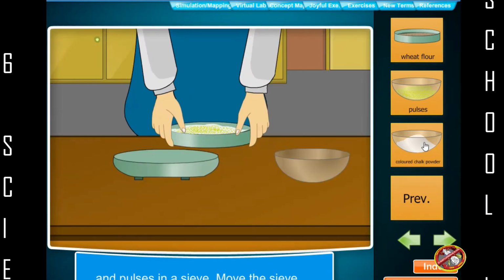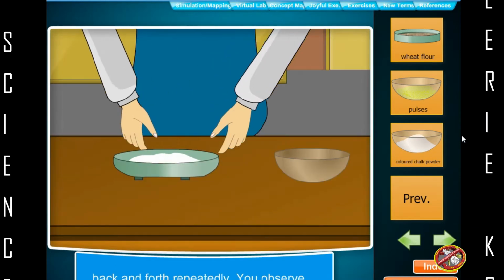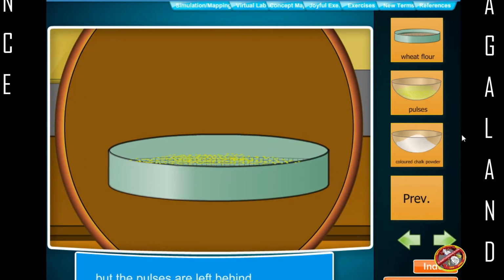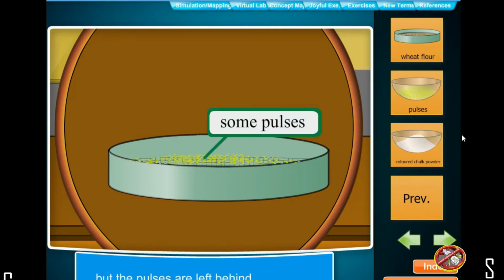Move the sieve back and forth repeatedly. You observe that the wheat flour passes through the sieve, but the pulses are left behind.